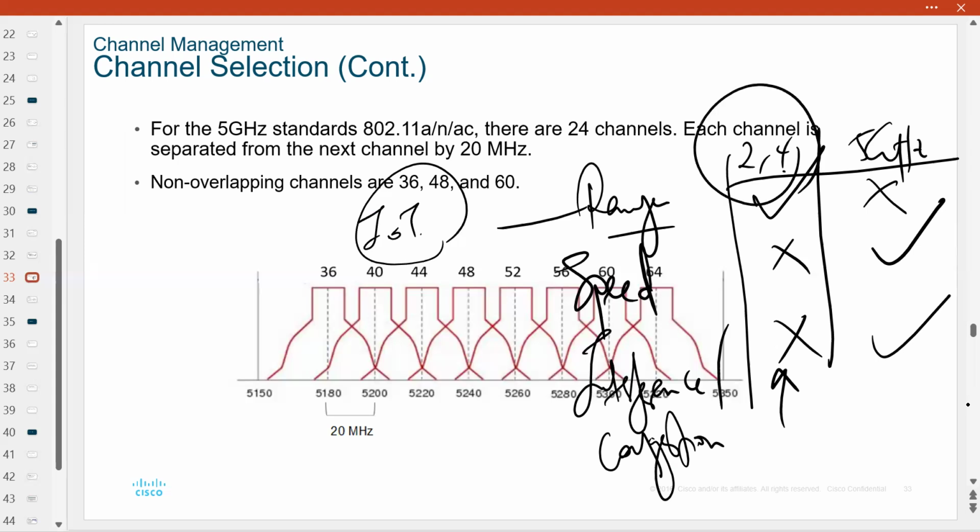If you are video streaming, you definitely need the speed. You don't need the range. You are streaming, why do you need the range? You don't need the range, you need the speed. Therefore, you have to use the 5 gigahertz band.